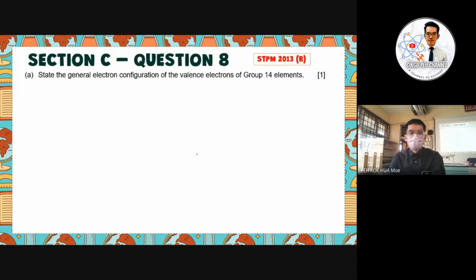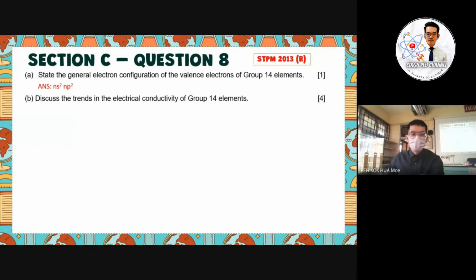Okay, so the next will be section C again, question number 8, the question in 2013. The first question is quite easy. State the general electronic configuration of the valence electrons for group 14. This one should be no problem. It is s2 and p2.